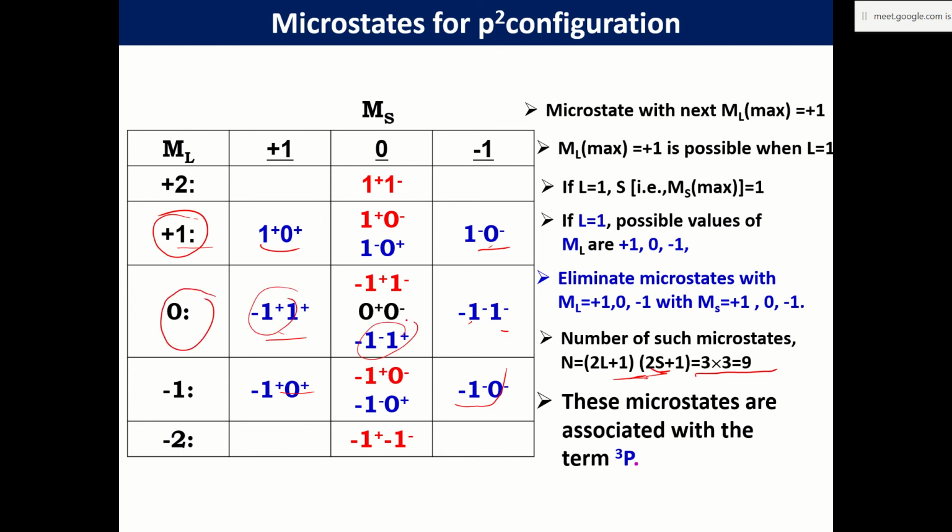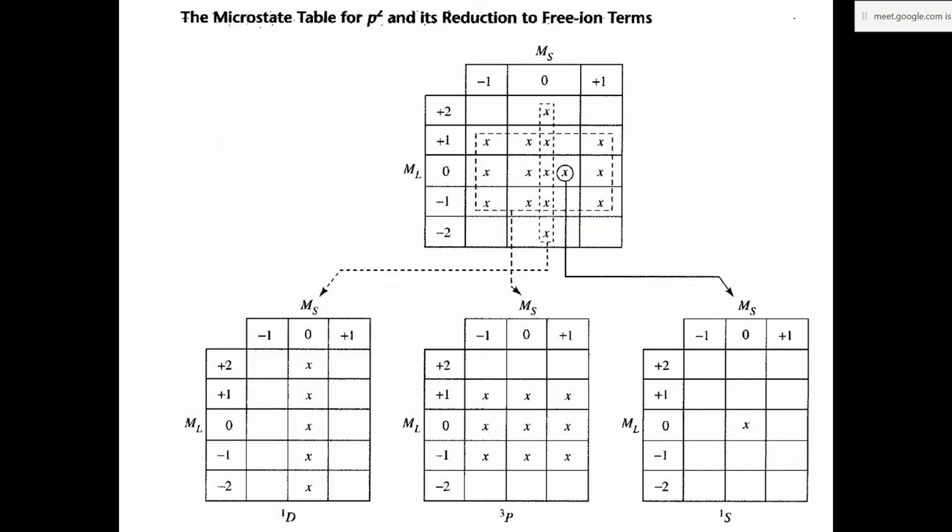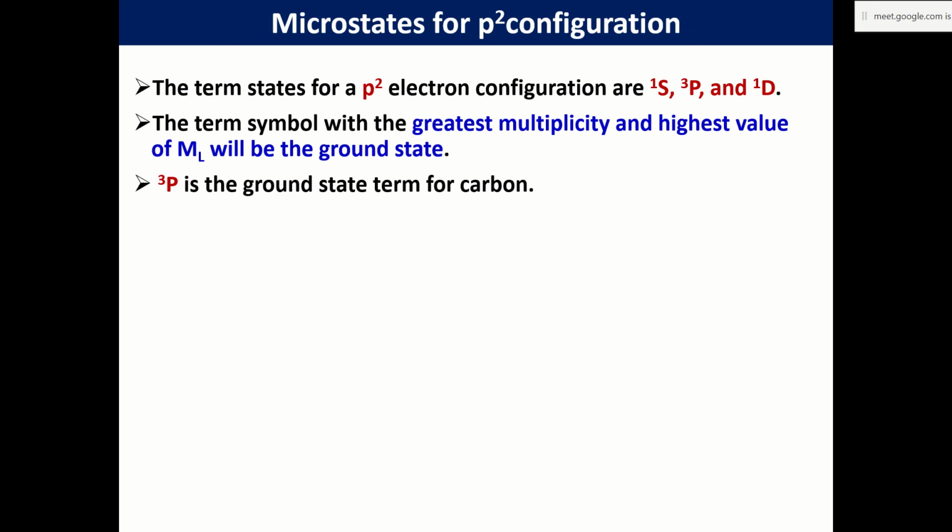So you have 3 possibilities for L is 0, and similarly 3 for L when ml is minus 1. So we are left with only one microstate, which belongs to 1s. So all are accounted for. So this is an easy way to find this.